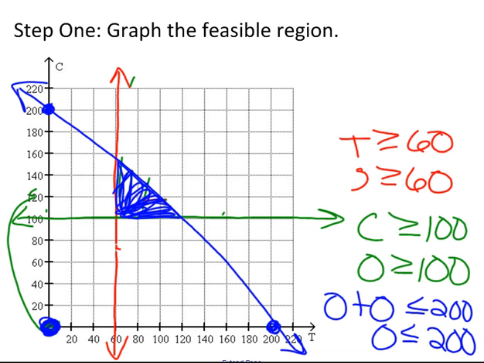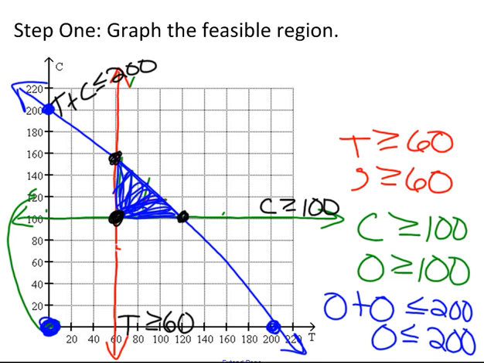Now, with linear programming, we're only concerned with the vertices of the shaded region. So we need to figure out which equation is which. This was c is greater than or equal to 100. This was t is greater than or equal to 60. And this one was, what was this one? T plus c is less than or equal to 200. Okay.